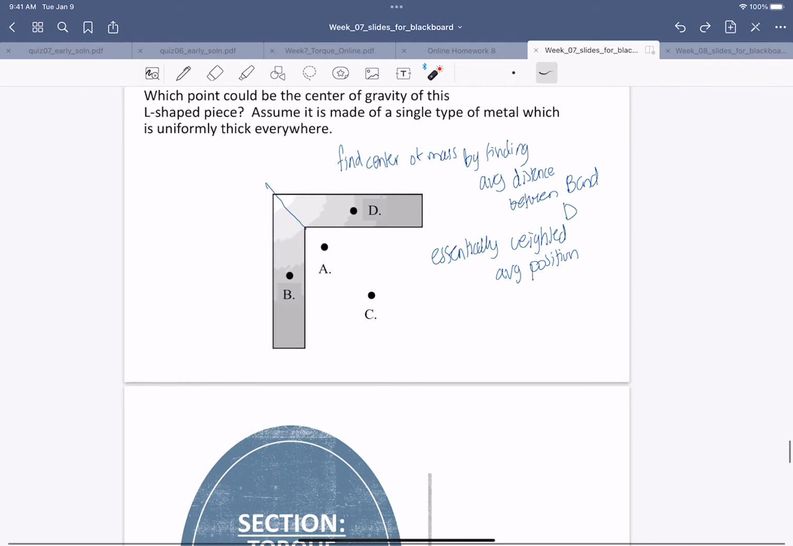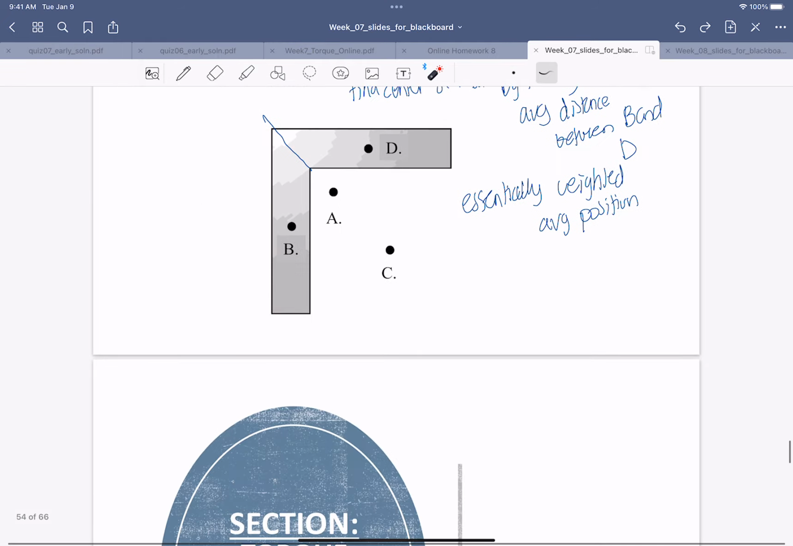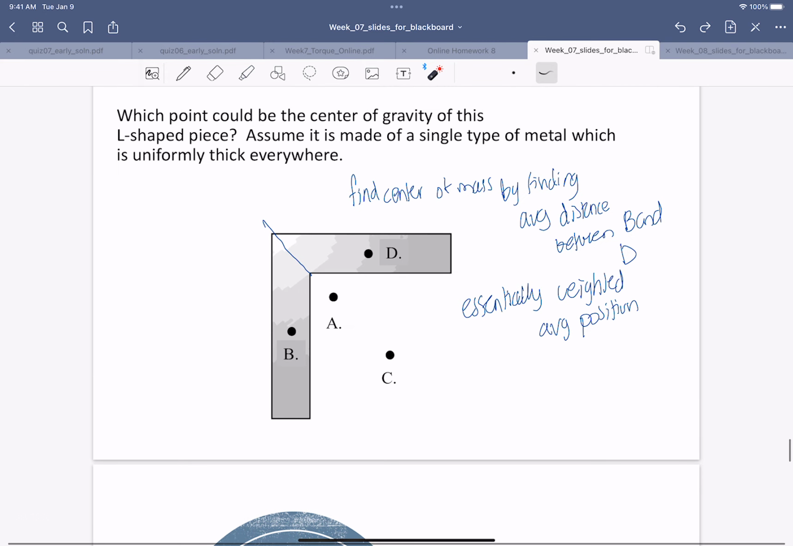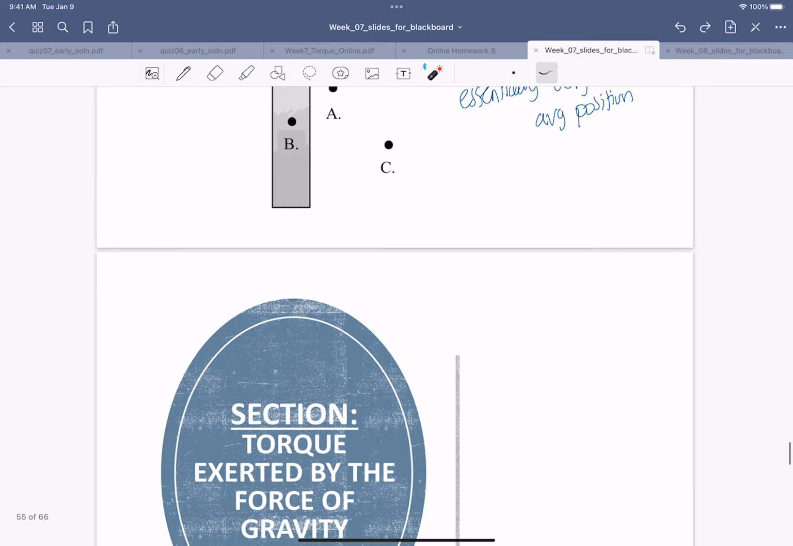Cool. But yeah, this is kind of a conceptual type problem. I don't foresee them doing this for a written part, but just so you know, keep it in mind.